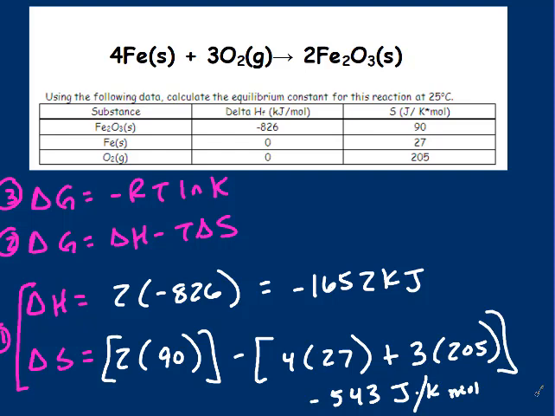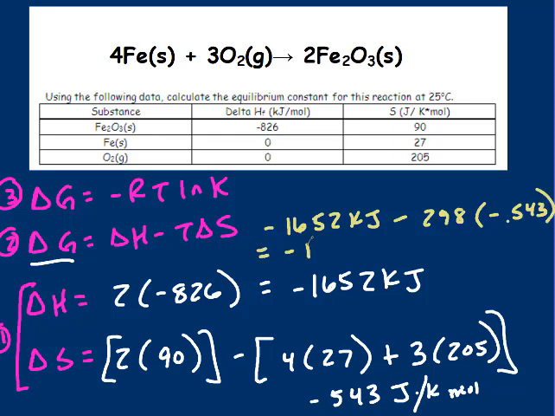So for H, you should have gotten negative 1652 kilojoules, and for delta S, negative 543 joules per Kelvin per mole. Go ahead and solve for delta G now. Restart when you have your delta G. So for delta G, make sure that you converted your delta S to kilojoules. And then plugging it in, I got negative 1490.2 kilojoules.